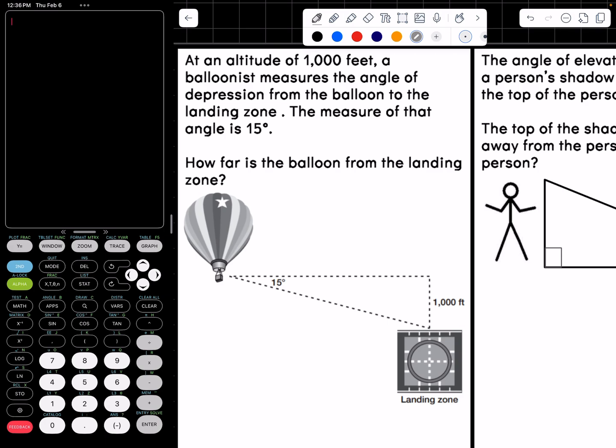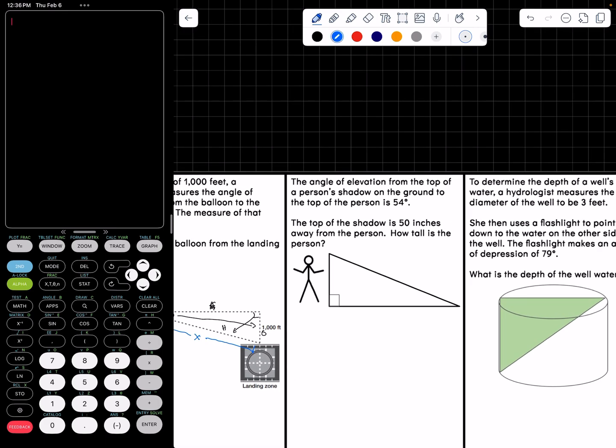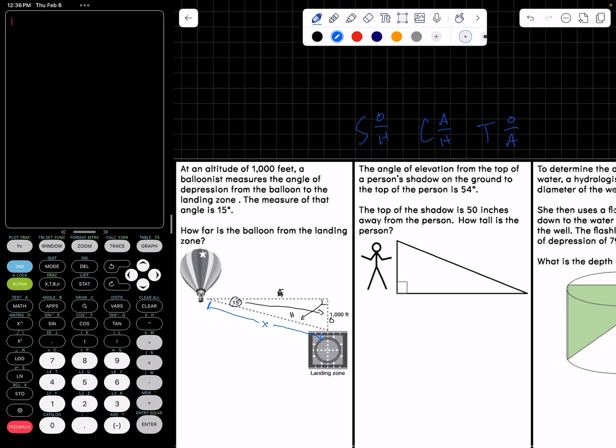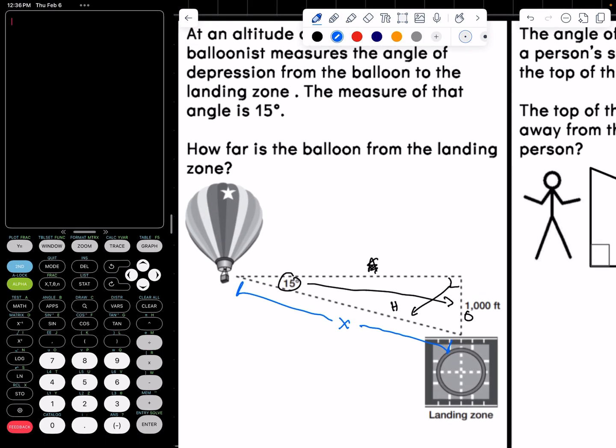So in this situation, this piece right here, we're trying to determine not by land, but how far it actually is from the landing zone. So this is what we're going to be solving for. If we label our picture, that's actually our hypotenuse. We've got our angle. This is going to be our opposite side, and we're not given anything for adjacent. So we use SOHCAHTOA. We're going to be using opposite and hypotenuse, so we're going to be dealing with sine.